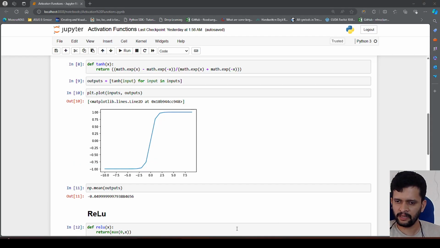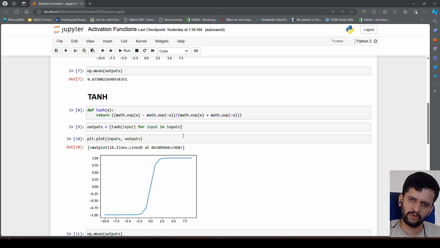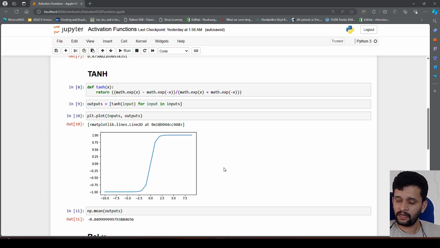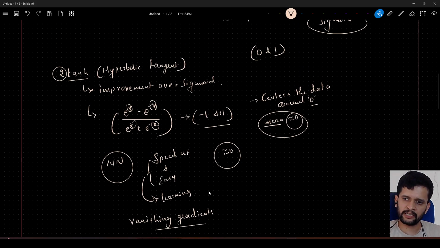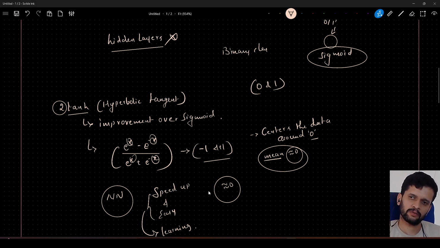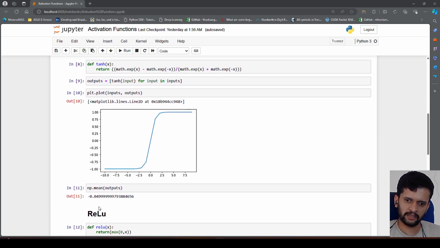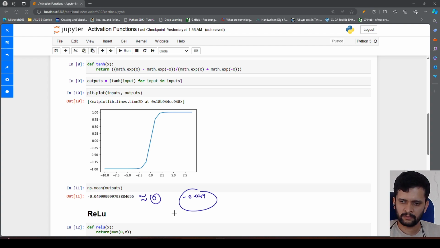Then how do we implement it? I have already shown it in my previous video, I am just refreshing it here. This is how you implement tanh. One thing to note here is that I told you tanh will try to center the data around 0. In other words, the average of the outputs of tanh will be near 0, right? If we check the mean of the outputs from tanh, you can see it's almost 0, it's minus 0.049. So this is one advantage of tanh over sigmoid.